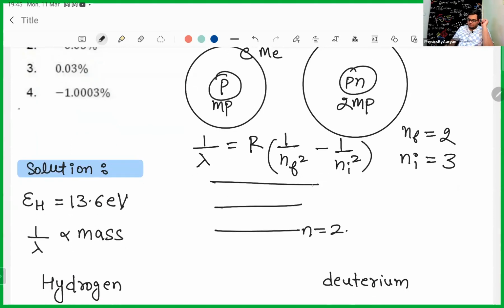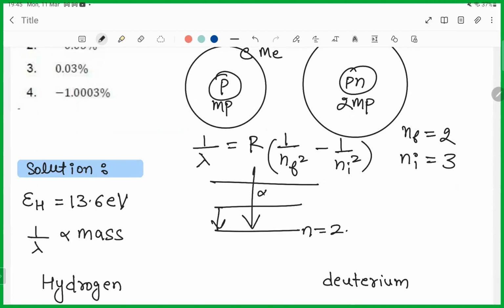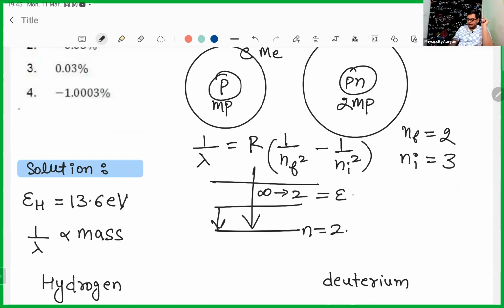Now you tell me for which case energy will be highest. Here 3 से infinity. 3 से 2 आना और infinity से 2 आना. Infinity, sir. Highest energy. So infinity से 2 आने में energy highest होगी, तो इसका मतलब wavelength minimum होगी. लेकिन 3 से 2 आने में energy minimum होगी और wavelength highest होगी.